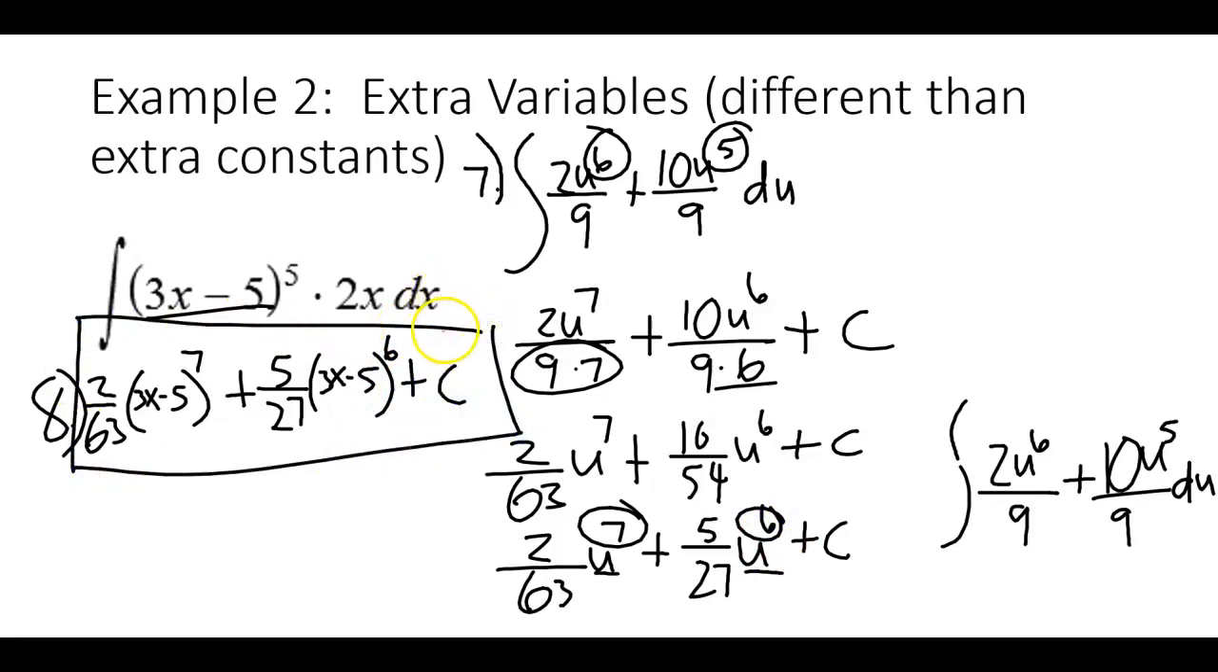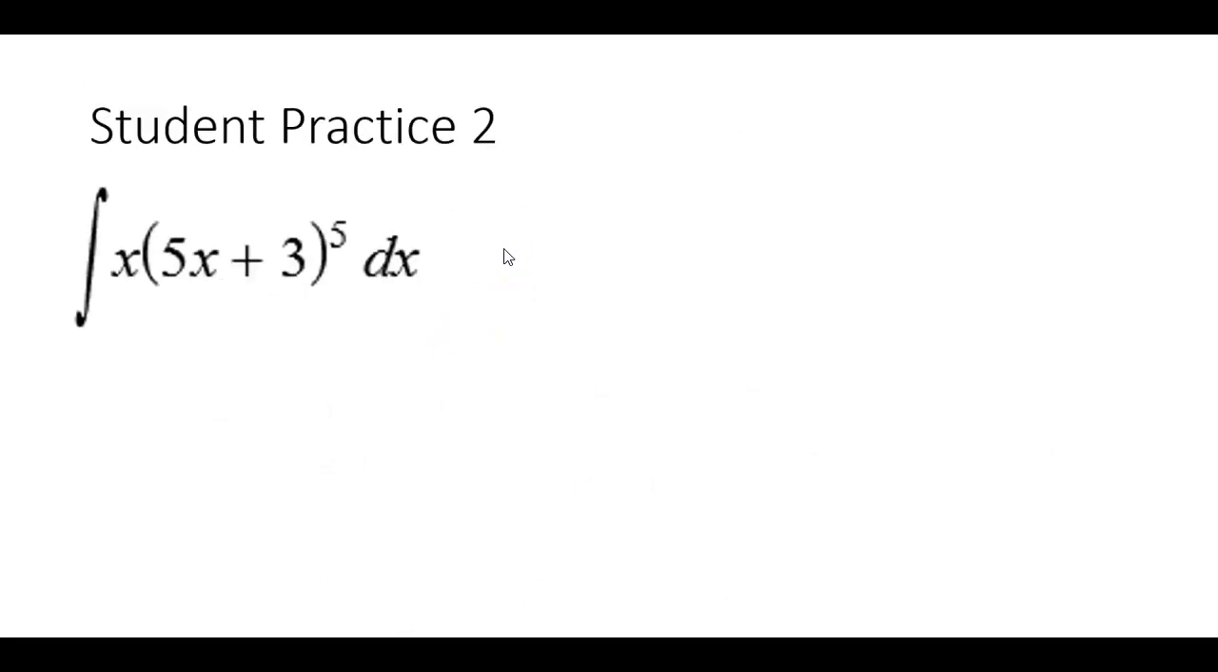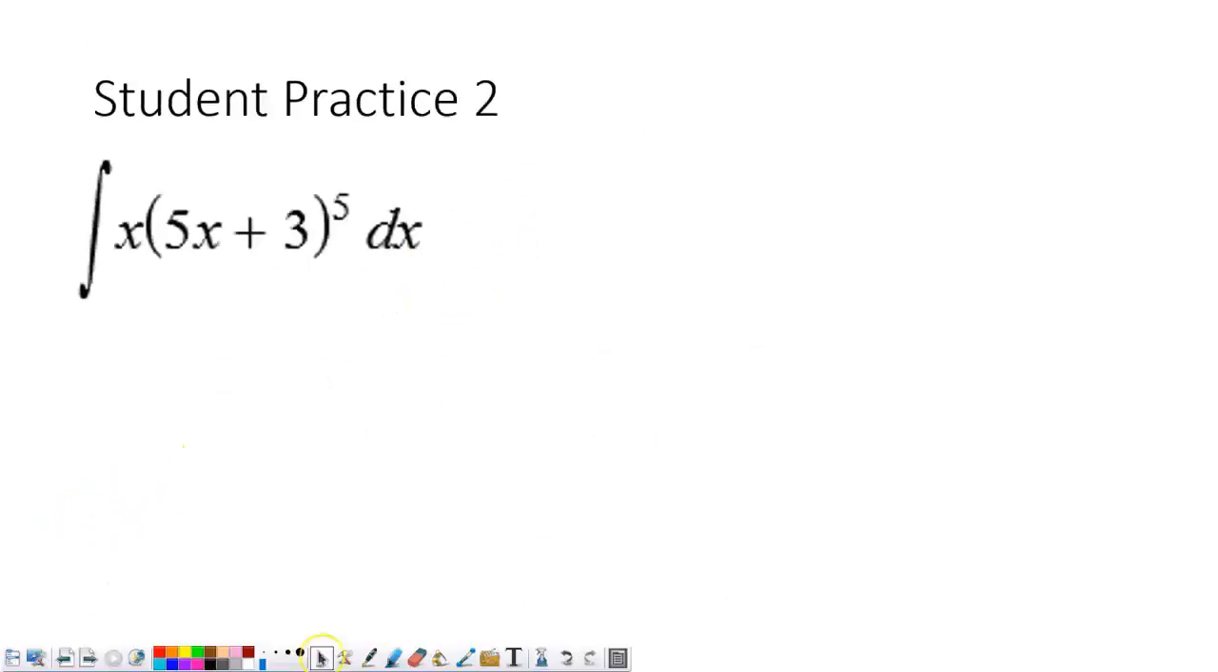Okay, so that's how you handle a situation where you have an extra x left over. You have to go back to the original equation, solve for x, plug it back in, and then simplify and integrate. So I have a student practice here, but what I'm going to do is I'm going to treat this one like a guided practice. So here's what I want you guys to do. I want you guys to do the first 5 steps, pause the video here, and when you're done, I'll have up my first 5 steps. Now the first 5 steps have nothing new to them. They're all the same.